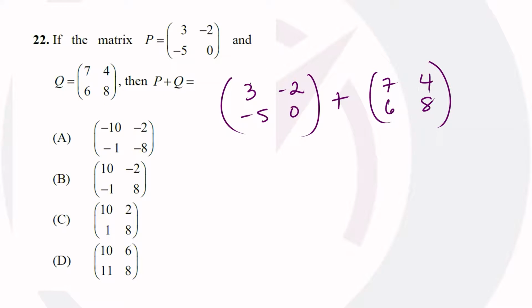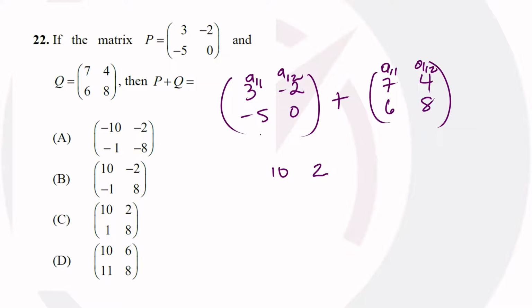Alright, good. So then let's add them now, matching elements. So in row 1, column 1, what is also in row 1, column 1 of the matrix Q? So therefore we're going to add 3 and 7 and we get 10. Then we're going to add the element in row 1, column 2 to the element in row 1, column 2. So negative 2 plus positive 4, and that gives us positive 2.